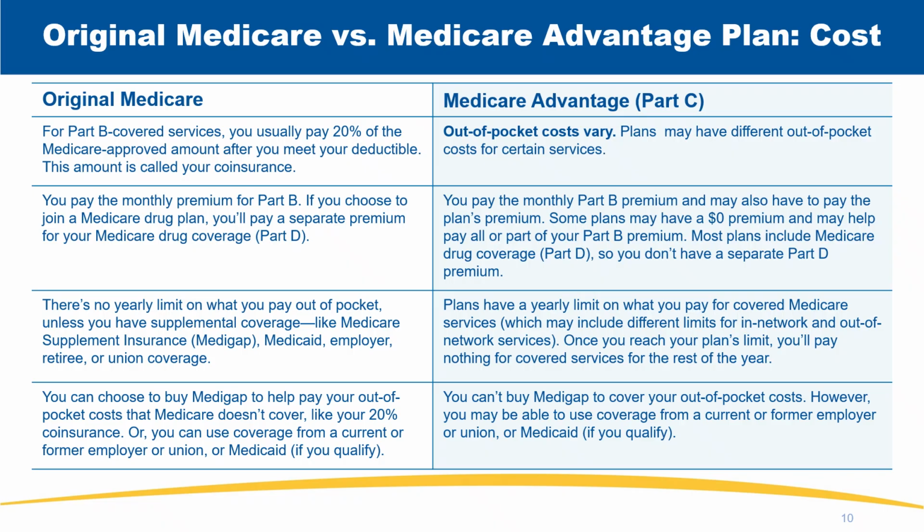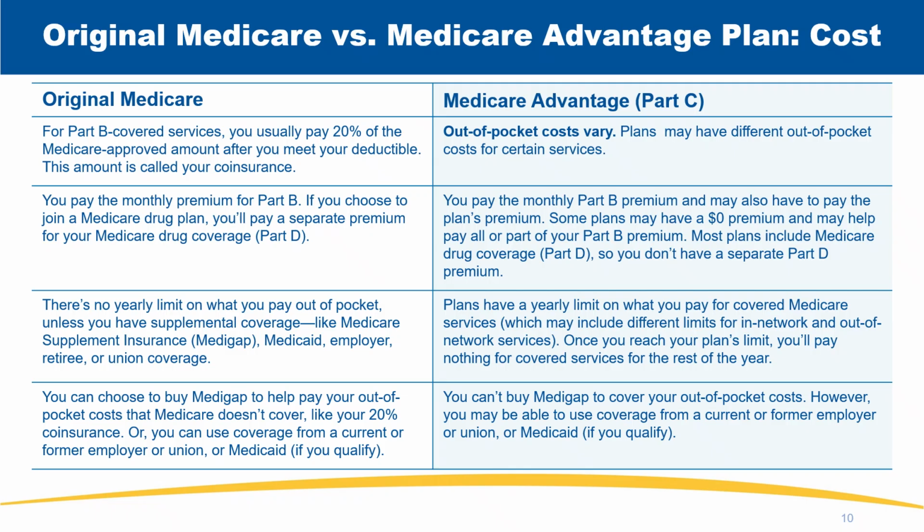Original Medicare versus Medicare Advantage plan cost. Original Medicare: for Part B covered services, you usually pay 20% of the Medicare approved amount after you meet your deductible. This amount is called your coinsurance. You pay the monthly premium for Part B. If you choose to join a Medicare drug plan, you'll pay a separate premium for your Medicare drug coverage, Part D.